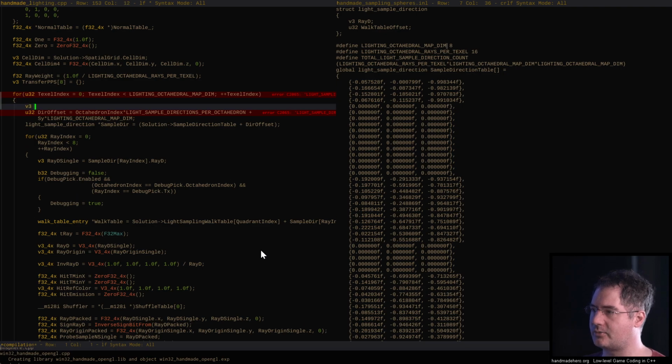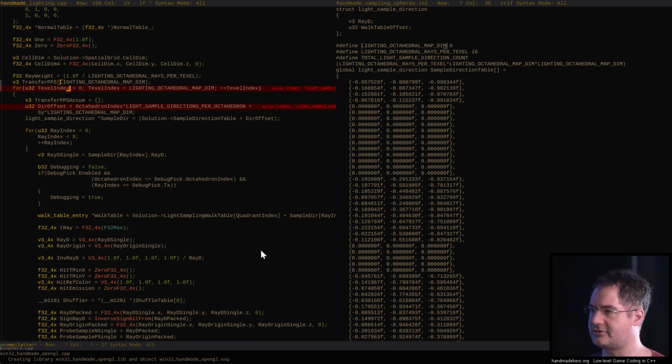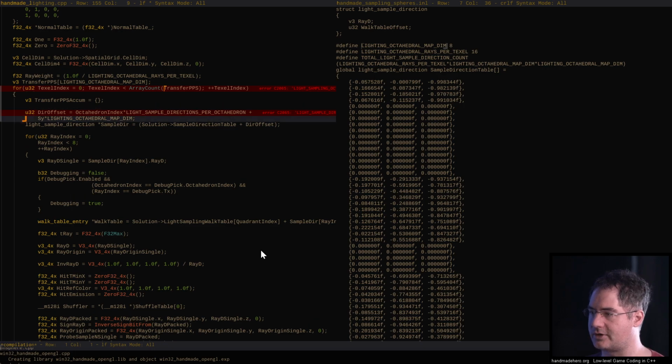And while we're in here, we have this transfer PPS accum value, and that's going to be the thing that's actually 0. This doesn't have to get initialized because each one of them will get written to, because we're going across this 8 here, right? In fact, you could just say this is array count of transfer PPS. So we're stepping across each one of the texels that we're going to have to write. We're accumulating across all of the arrays that we're going to do, and that's going to be over the rays per texel value, like so.